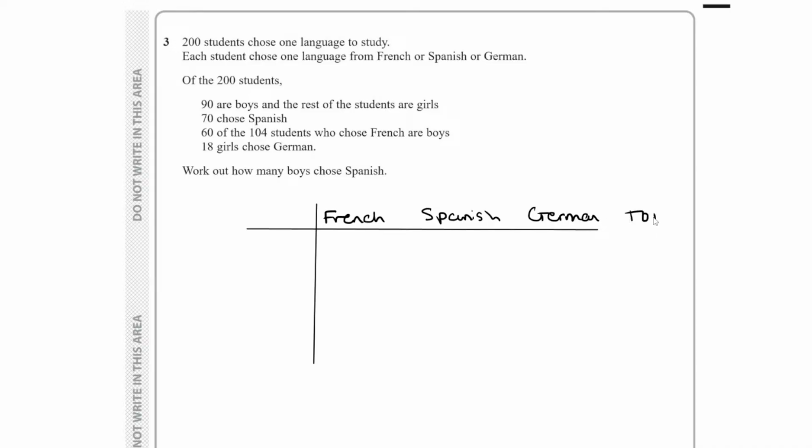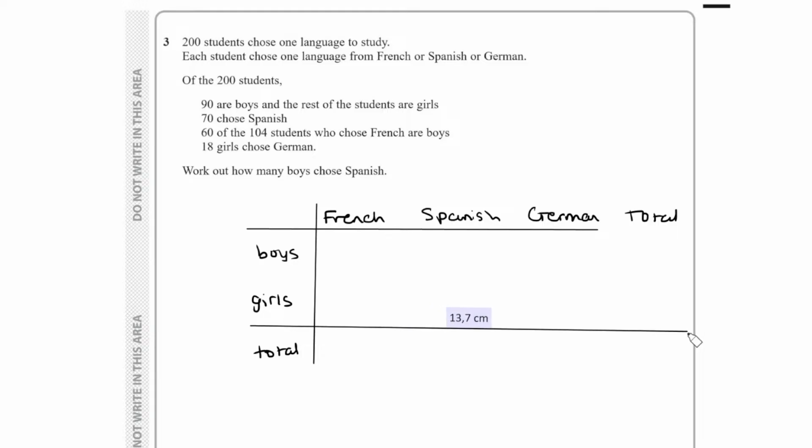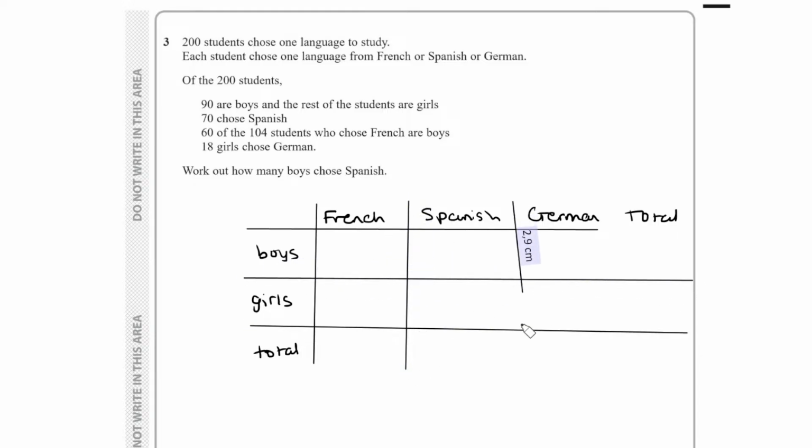I need to write a total column, and then I would have boys and girls, and then total again. And then I could just fill in the information. We can read through the information and fill it in until we get to the one that they've actually asked for. That's probably what I would do, just quickly jot down a two-way table. As I said, it doesn't have to look that nice. There we go, something like that.